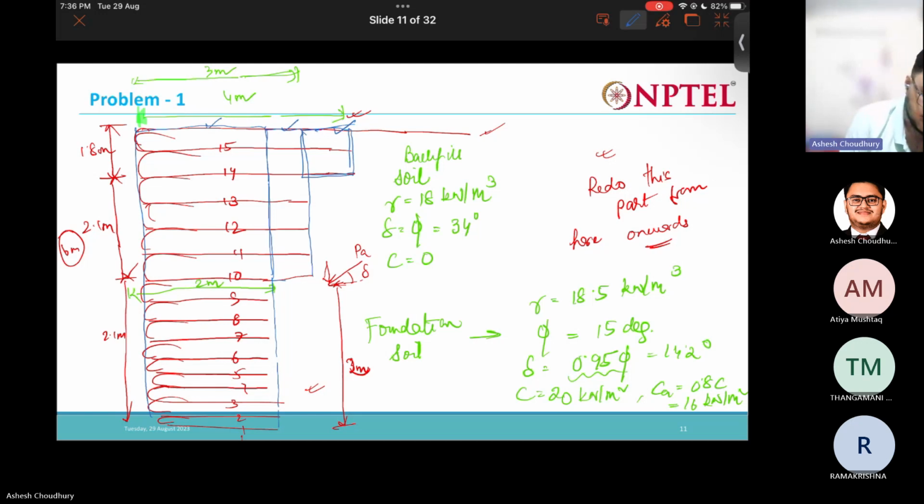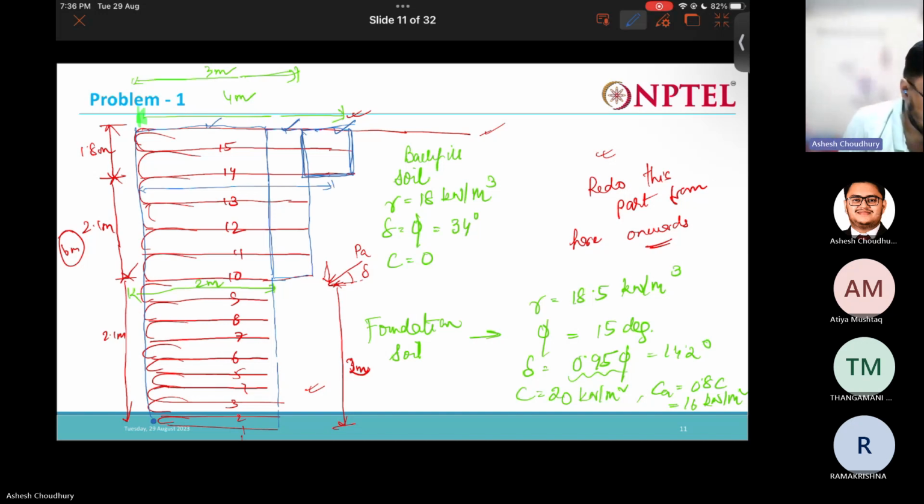So W1, this weight, into X1. What will be X1? The center of this rectangle, that is 1. We are taking moment about this point. Again, W2 means this weight multiplied by its lever arm. This is 1 meter, so 0.5, this is 2 meters, so the lever arm is 2.5. And for this soil block, the lever arm is again 1 meter, so 2, 3, 3.5 meters. That means from here to here it will be 3.5 meters.